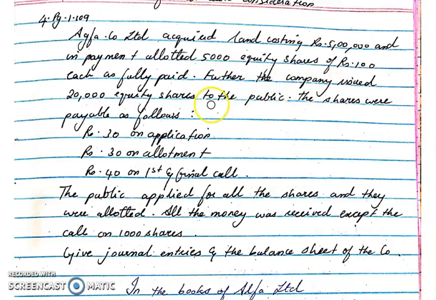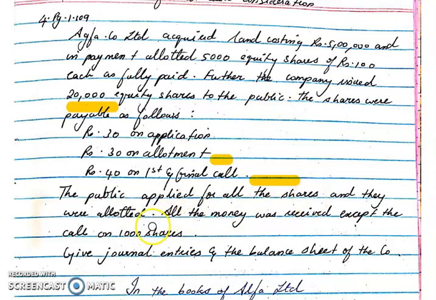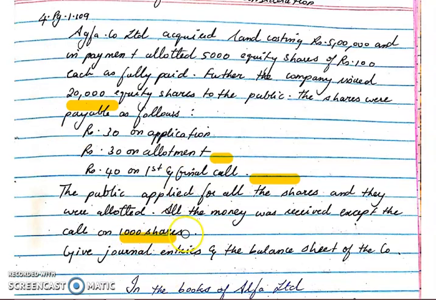Further, the company issued 20,000 equity shares to the public. So the company is issuing how much? 20,000 equity shares, and it is payable as follows: for application it is 30, for allotment it is 30, for first call it is 30. Okay. Next one, the public applied for all the shares and they were allotted, so it is a full allotment. All the money was received except the call of 1,000 shares. Now it is mentioned as calls in arrears. So this will be calls in arrears. Give journal entries and the balance sheet of the company.